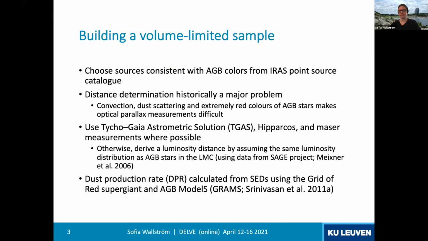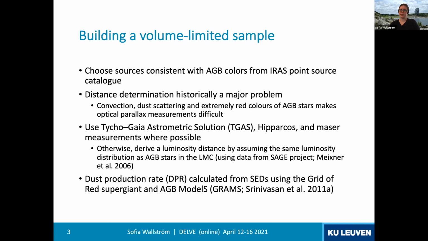So in building our volume limited sample, we started with the IRAS point source catalog to cover almost all of the sky. There's a few slivers missing, which we will have to fill in other ways. So we've chosen sources consistent with AGB colors and then gone through manually and rejected sources with SEDs that show they're YSOs or other contaminants. As I said, distance is often a problem because parallax measurements are made very difficult by the convection, dust scattering, and red colors of AGB stars.